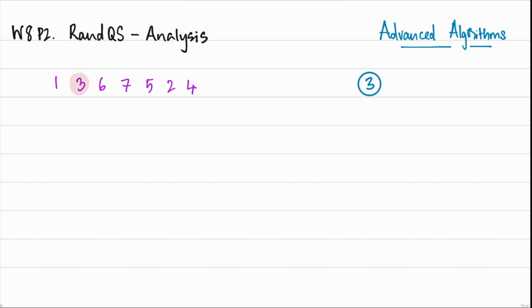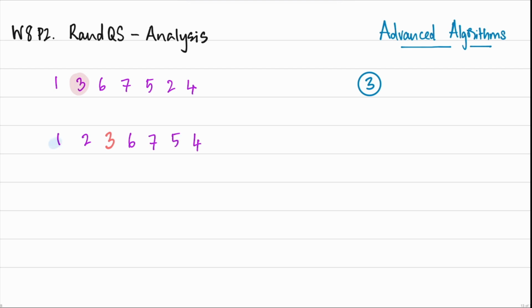Now the way the array is going to reorganize itself depends slightly on the details of how you implement the partition function. In the interest of simplicity, I'm just going to write down the elements that are less than 3 in the order of their appearance in the array. And similarly, I'm going to write down the numbers that are larger than 3 also in the order of their appearance in the original array. So we have 6, 7, 5, and 4.